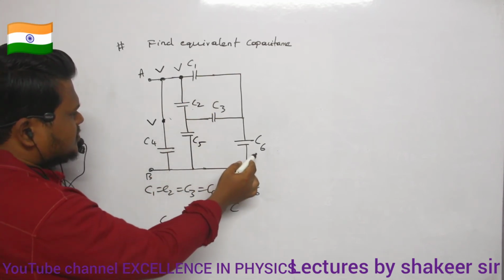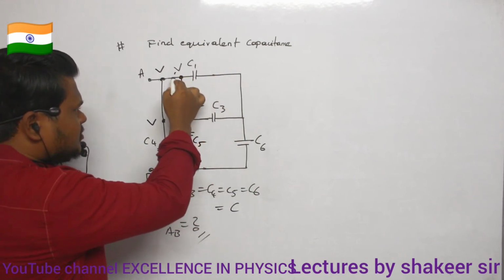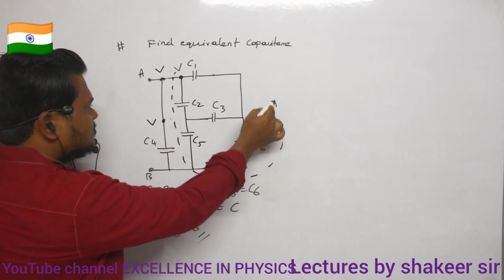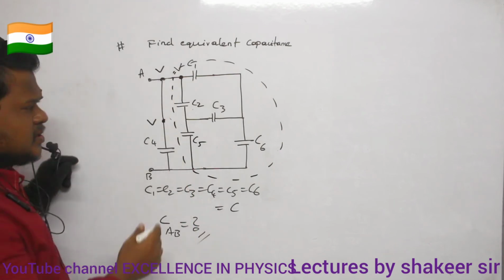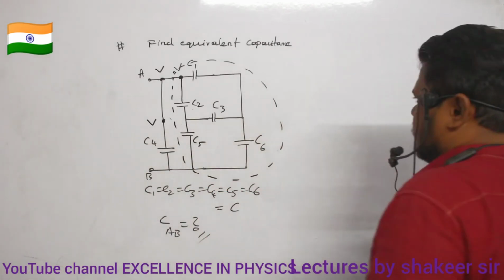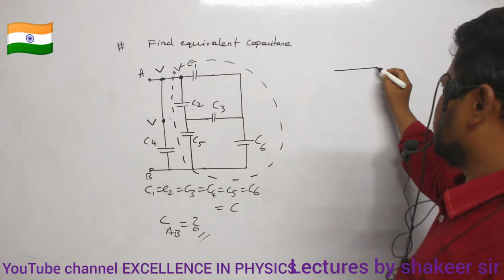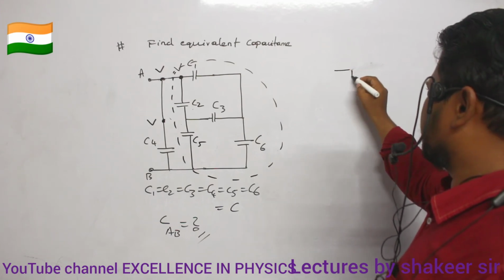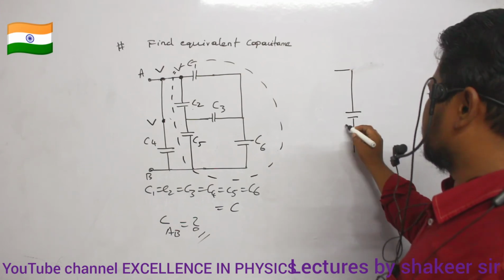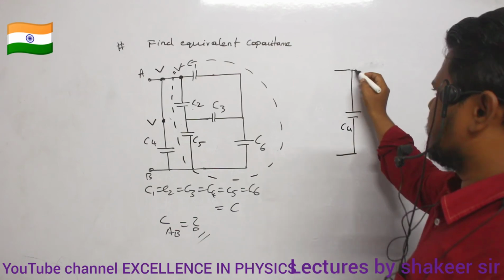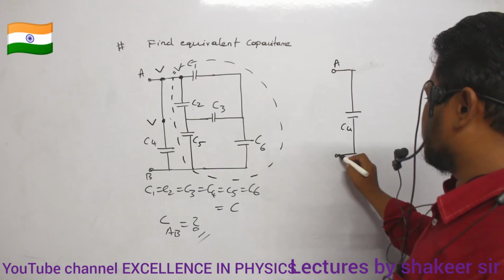C1, C2, C5, C6 and C3. So this circuit will form a Wheatstone bridge. That's all. Clear? So if I redraw this circuit, how can I redraw it? Let us see. So this is one capacitance C4. So this is point A and this one is point B.